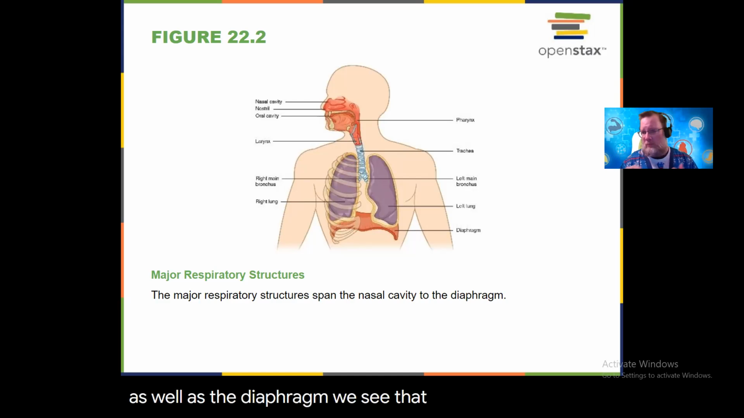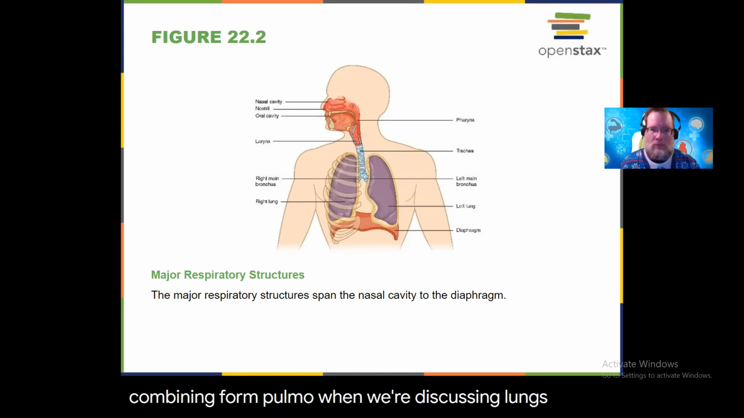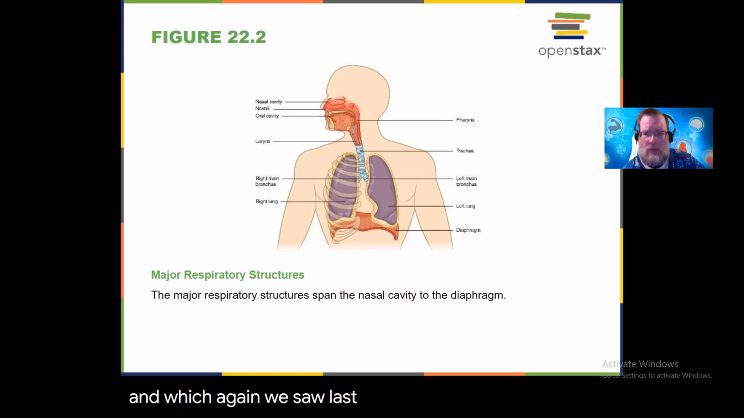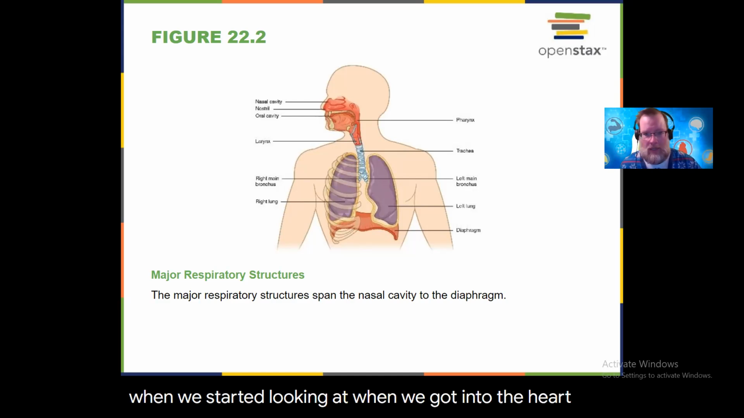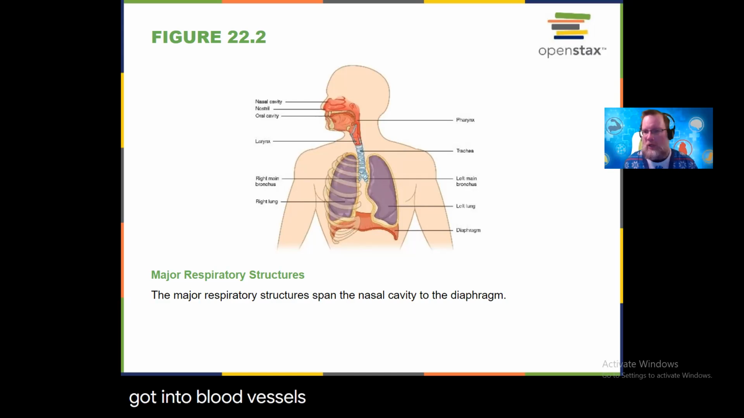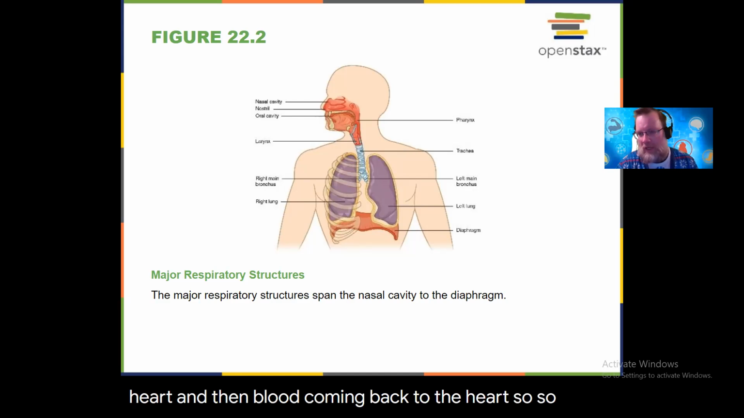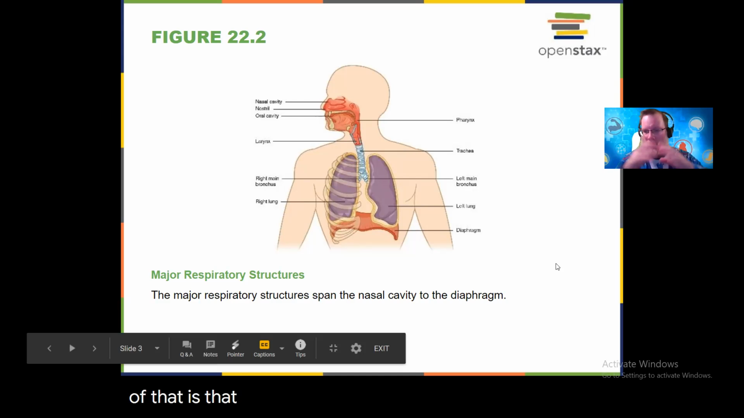We see the combining form pulmo when we're discussing lungs, which we saw the other day when we got into the heart and blood vessels. We saw pulmonary arteries and pulmonary veins, both having to do with delivering blood away from the heart and blood coming back to the heart. So none of that is that new.